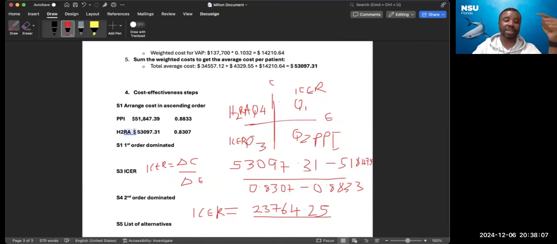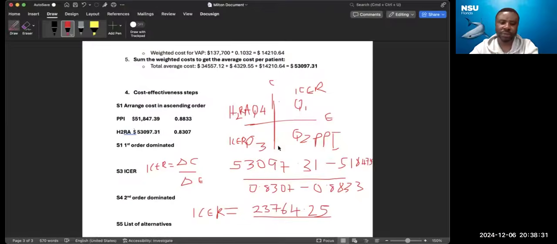And then when you do that payment, you get less effect, because we know that the effectiveness of this H2RA is less than that of the PPI. I think in the article they did the difference between the effectiveness.